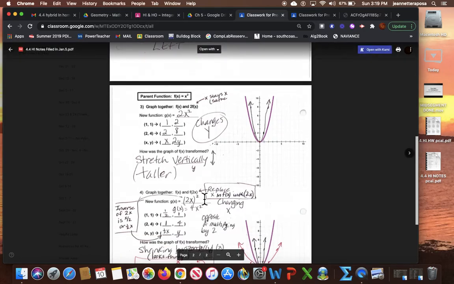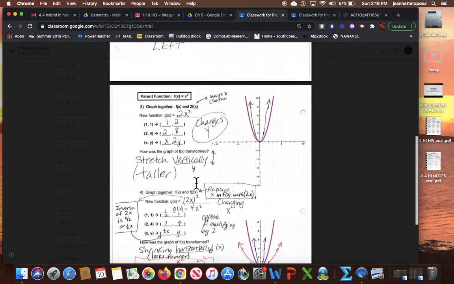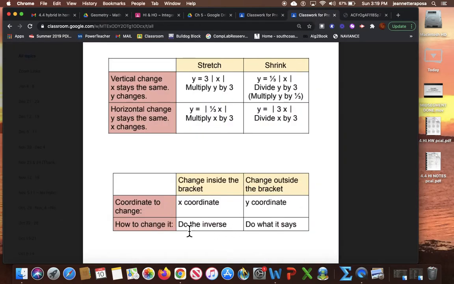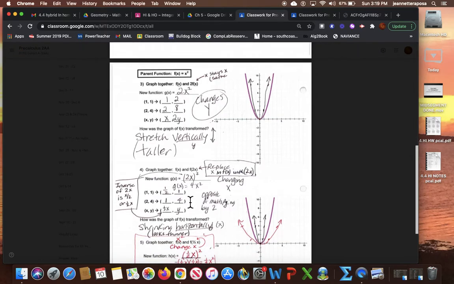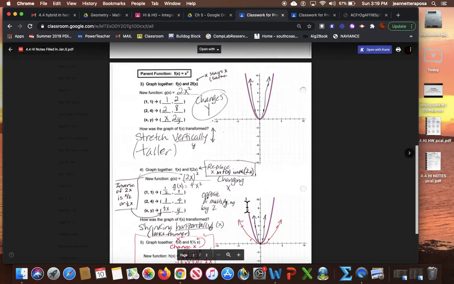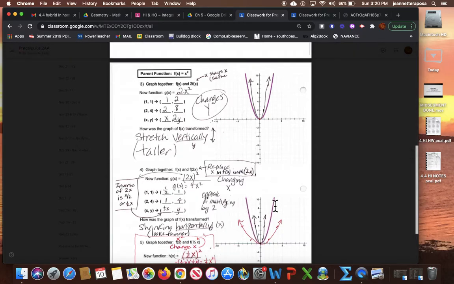In example 4, we are changing the input x. So we're changing something inside the brackets. So think counterintuitively. That means that every x coordinate, instead of getting doubled, is actually going to get cut in half. So for number 4, here's the parent function, y equals x squared. Now it becomes y equals (2x) in parentheses squared. I'm changing the input from x to 2x. And if you do 2x times 2x, you actually get y equals 4x squared.